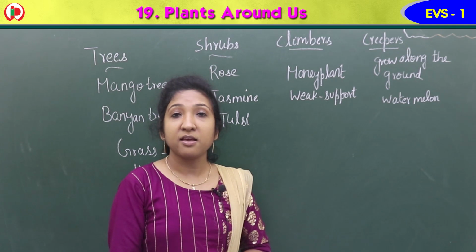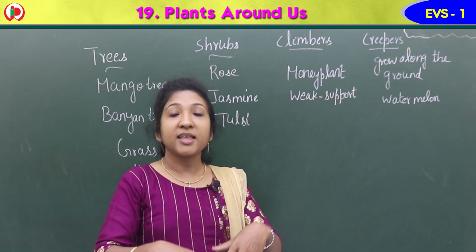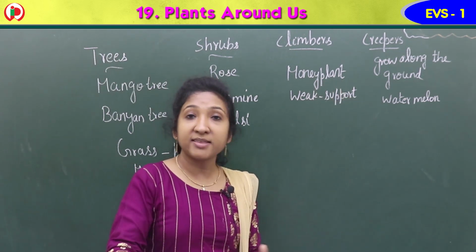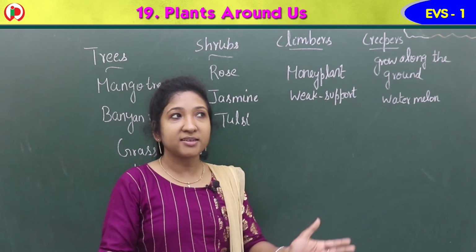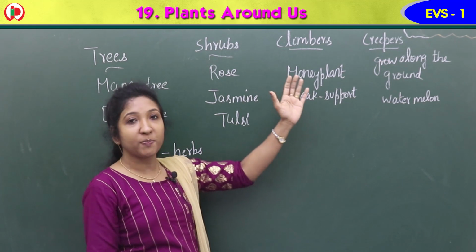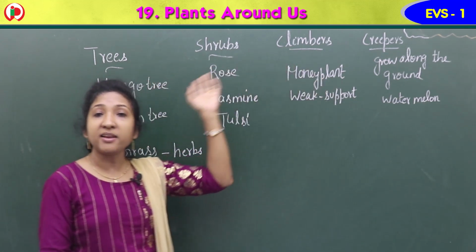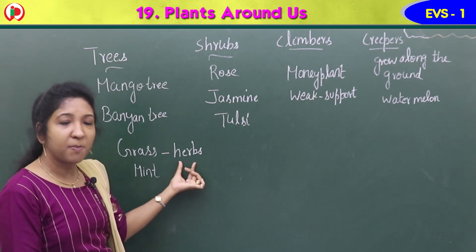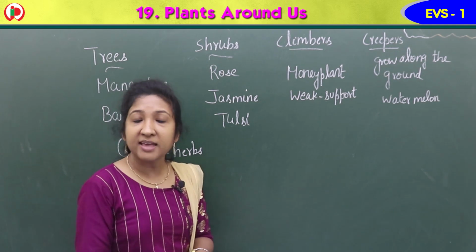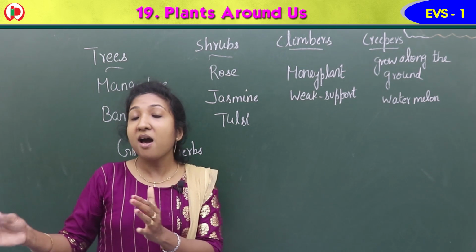So these are different types of plants around us. Okay, yes. Wherever we go we can see small plants, bushy plants, then big plants, then plants that grow along the ground, plants that have support to grow. These all plants come under this group: trees, shrubs, climbers, creepers and herbs. Very small plants like grass are called herbs. H-E-R-B-S, herbs.